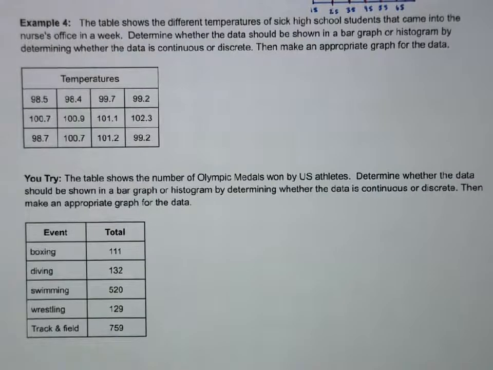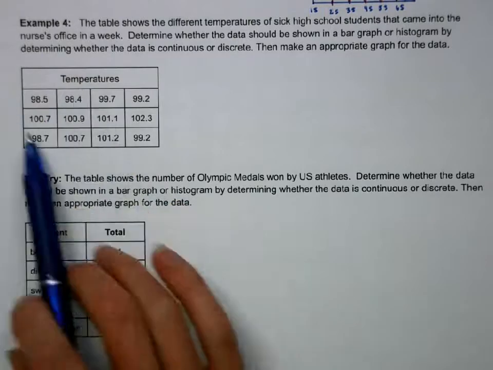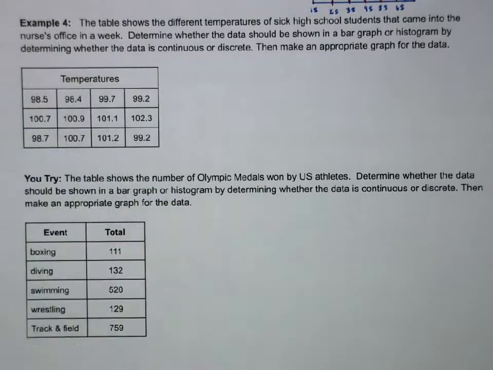In our next example, the table shows different temperatures of sick high school students that came into the nurse's office in a week. Determine whether the data should be shown in a bar graph or a histogram by determining whether the data is continuous or discrete. Then we'll make the appropriate graph. So this data is going to be continuous, so we're going to use a histogram.